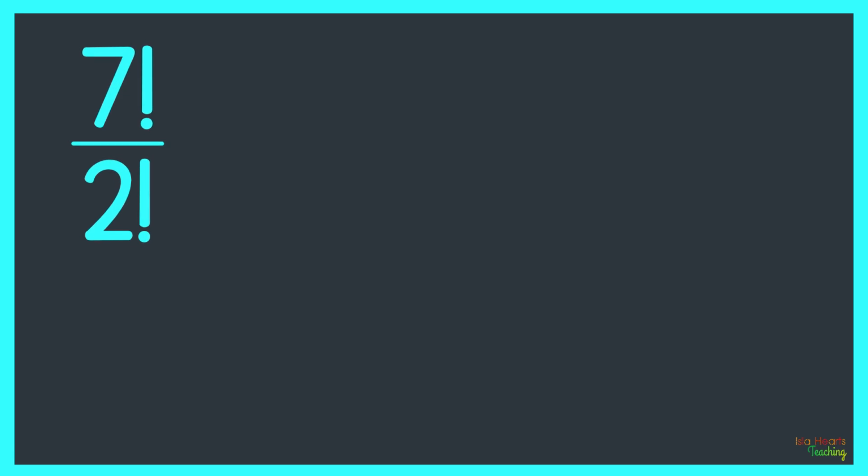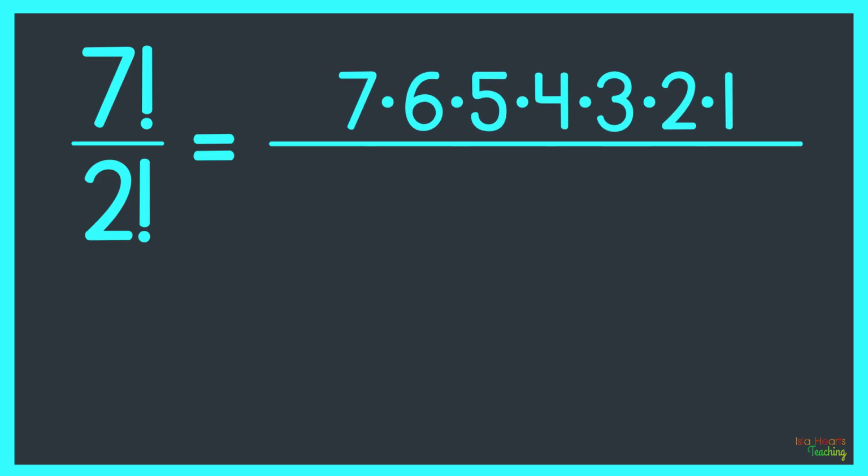In our final example, we are going to divide factorials. Here we have 7 factorial divided by 2 factorial. To evaluate this, the first step is to write the expanded version of 7 factorial as the numerator. Then, we write the expanded form of 2 factorial as the denominator.